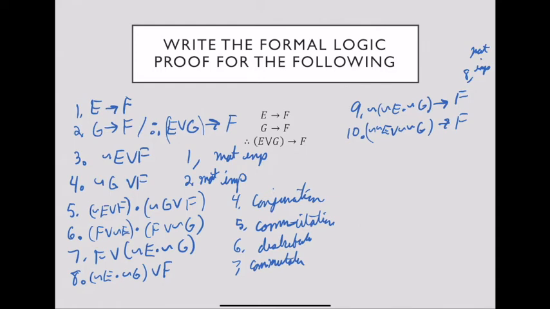And now I can go ahead and get rid of those double negatives using double negation. This was De Morgan's. So I have E or G implies F. You could have done De Morgan's before implication and gotten the same answer. I could have done De Morgan's over here, but it's really up to you.